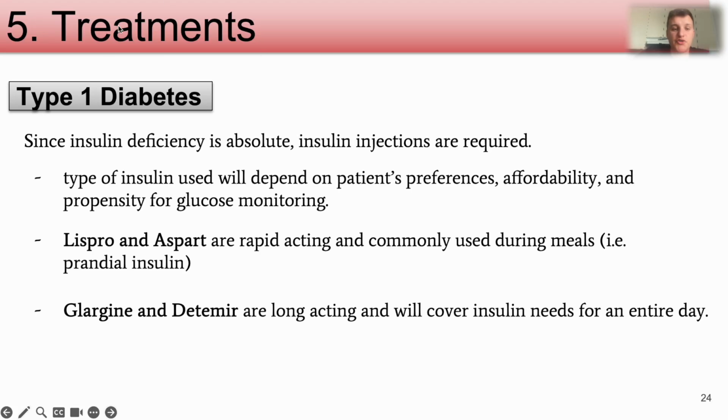Type 1 diabetes treatments, let's talk about, on the upside, the treatments. Since insulin deficiency is absolute, we have no insulin at all being produced, insulin injections are required. The type of insulin used will depend on the patient's preferences, affordability and propensity, of course. Lispro and aspart are rapid acting and commonly used during meals, so this is prandial insulin. And then these two drugs here, glargine and detemir, are long acting and will cover insulin needs for an entire day.